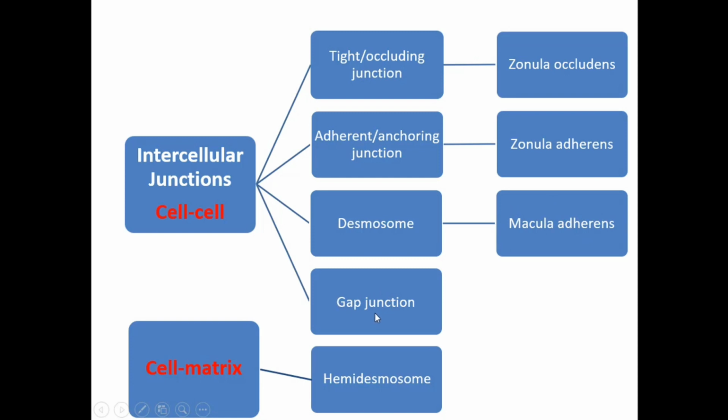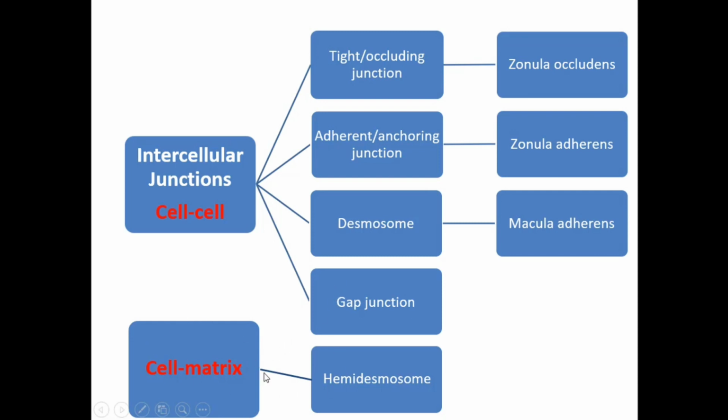The fourth one is the gap junction. This junction is a weak junction between the cells. In fact, this junction mediates intercellular communication rather than adhesion. It forms a pore between the two cells, so material can pass through and be exchanged between the two cells. We call it the gap junction.